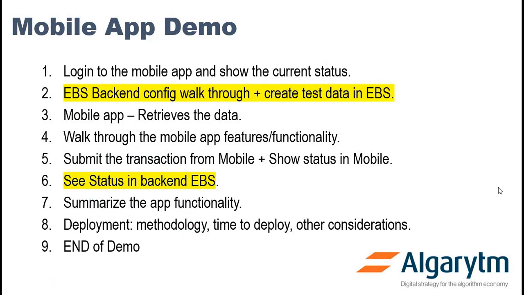Then this is the agenda for our mobile app demo. First of all, we'll log into the mobile app and we'll check the current status. We'll switch to the eBusiness Suite backend and we'll create test data for an expense report. And then we'll come back to our mobile app and we'll check if the created expense report has been generated here, if we can see the notification. And then we'll be seeing all the app features and functionalities. And then we'll submit a transaction from our mobile app. We'll check the status in the mobile first. And then we'll switch back to the EBS backend and check the status of the transaction we did from our mobile.